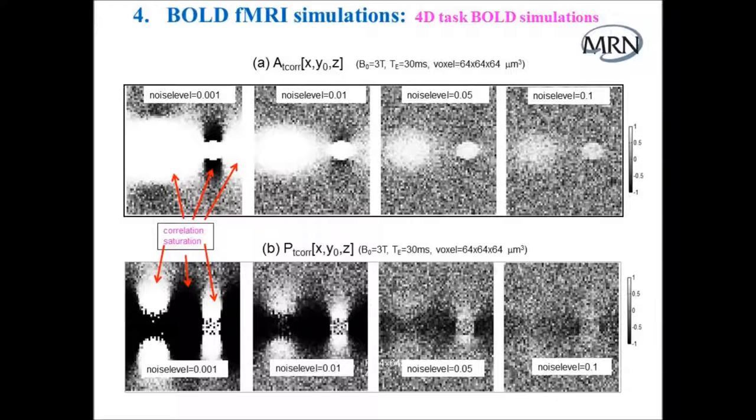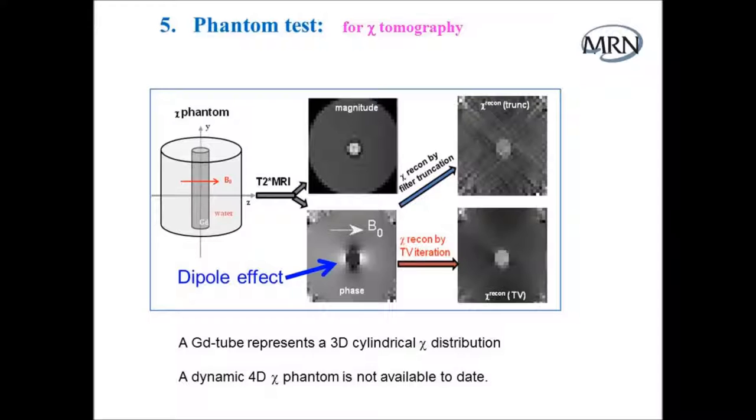Okay, let's talk about the second step of making imaging. We should perform the phantom test. Without a phantom test, the medical imaging is incomplete. So we use the tube, put the liquid inside, and dilute it, and get a magnitude and the phase. The phase is then put through reconstruction to get the susceptibility.